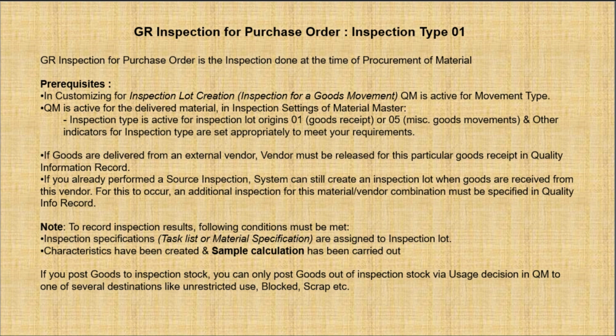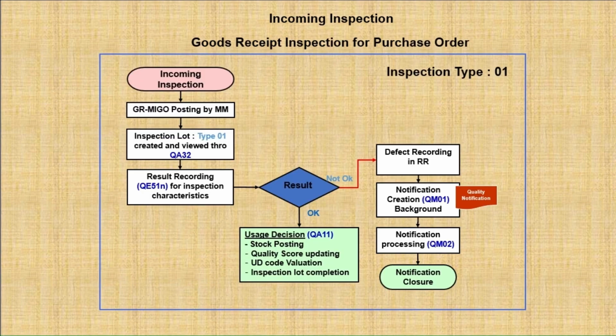Inspection type 01 is a goods receipt inspection for the purchase order, an integration of the quality management and material management departments. In this case, the lot will be triggered once the goods are posted. The goods can either be posted from the production department or when we are purchasing anything from a vendor. Normally we purchase raw material. At that time, we do this inspection type 01.